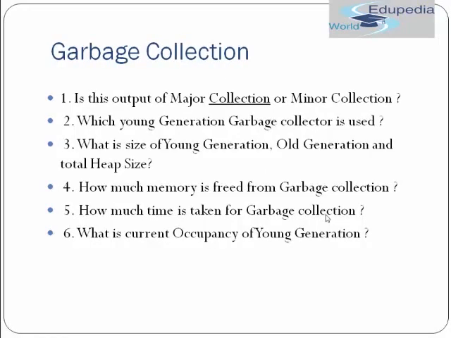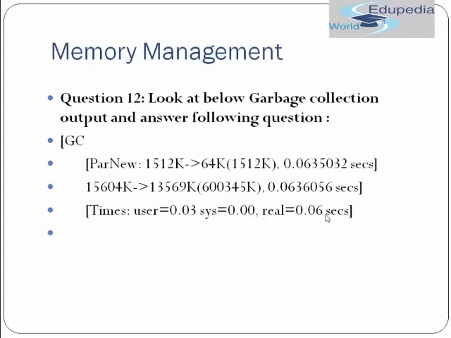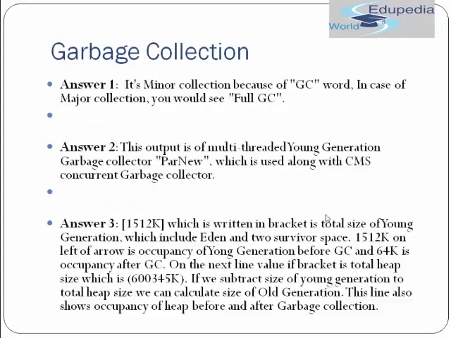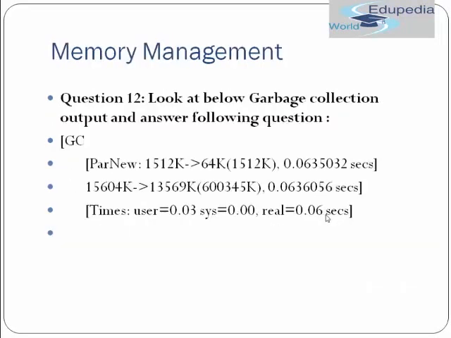I have also included a few short questions over here. So let's quickly go through each of them one by one and see what the answer is. Well, the first question is: is this the output of a major collection or a minor collection? Well, it's a minor collection because of the GC word. In case of a major collection, you would see Full GC. Since we are only using GC over here, it is a minor collection.